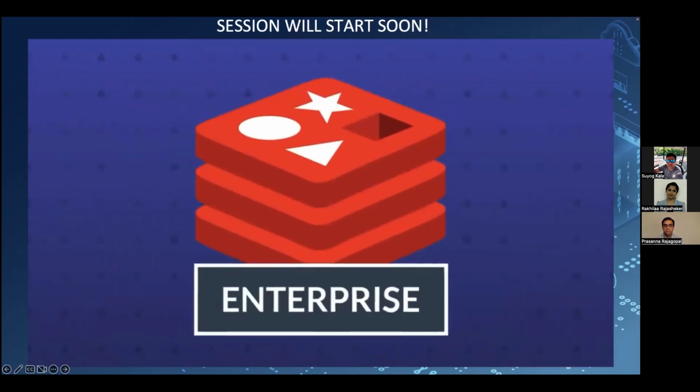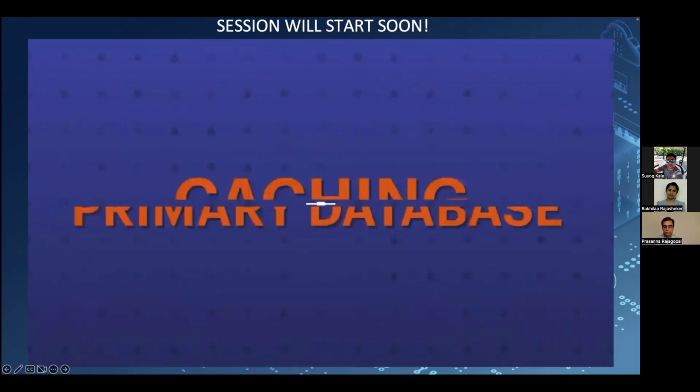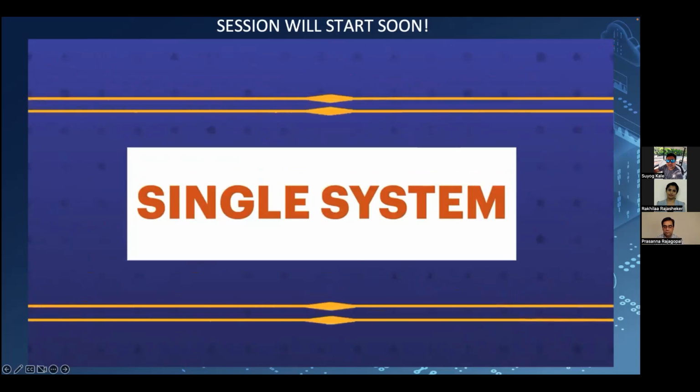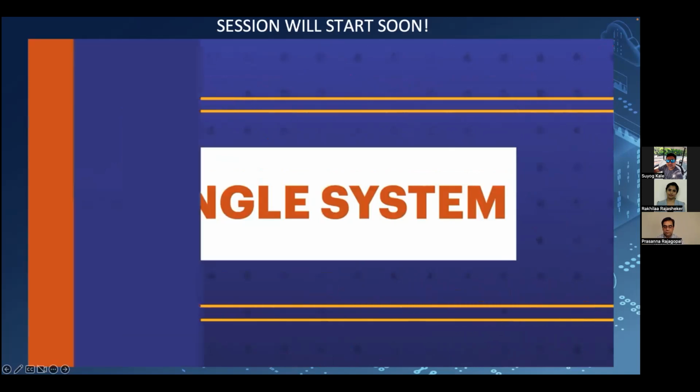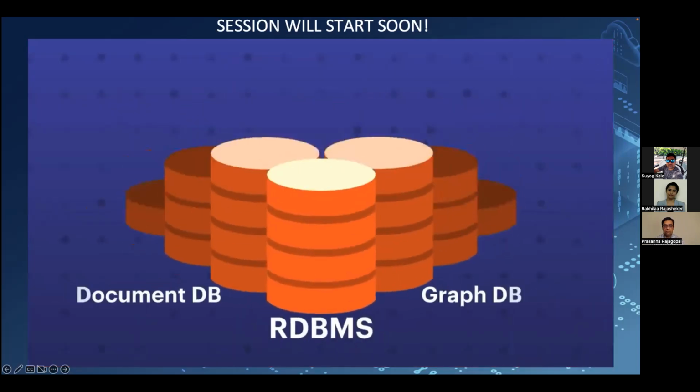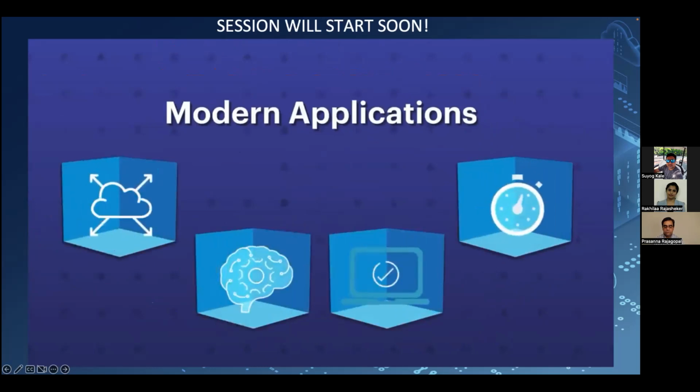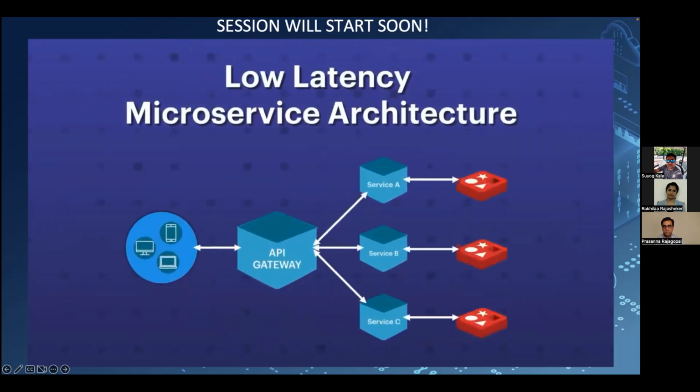With Redis Enterprise, you can use Redis as both a caching and a primary database in a single system, thus eliminating the complexity and the latency of two separate systems. Not only that, you can also use Redis as a multi-model database. This allows you to build modern applications as well as low latency microservice architectures all on top of Redis.